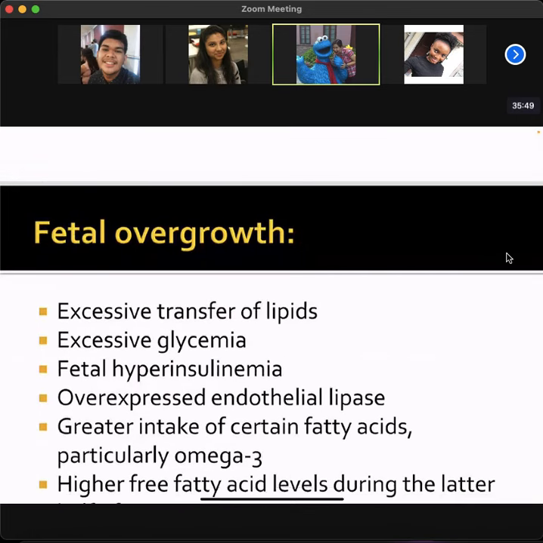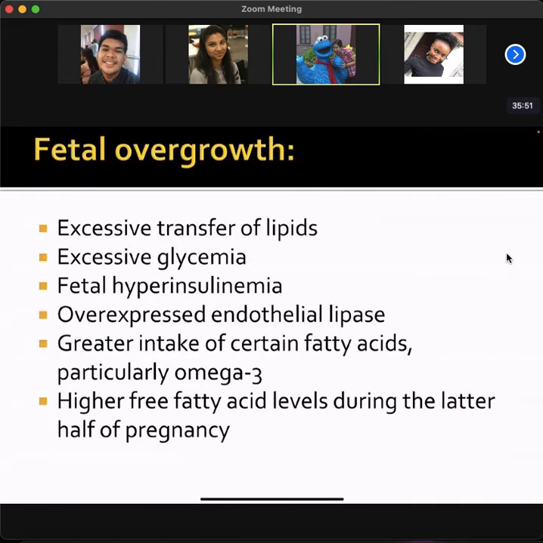So what are the factors that affect fetal overgrowth? So we go to fetal overgrowth. Fetal overgrowth happens when there is excessive transfer of lipids, excessive glycemia, fetal hyperinsulinemia, and overexpressed endothelial lipase. There's greater intake of certain fatty acids, particularly omega-3, and higher free fatty acids during the later half of the pregnancy.